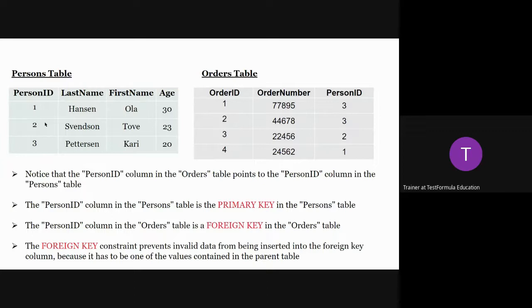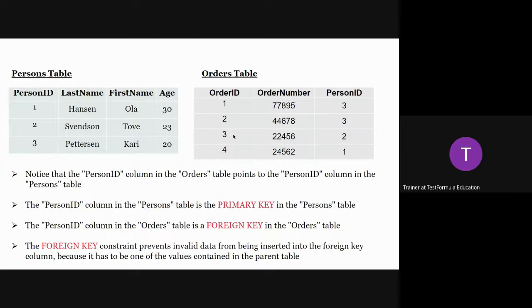In the persons table, the primary key is your person ID, because person ID will always be 1, 2, 3, 4, 5, so every row represents a unique person. In the orders table, your primary key is the order ID, 1, 2, 3, 4, because every row will have a unique value for that order ID. So that is my primary key.